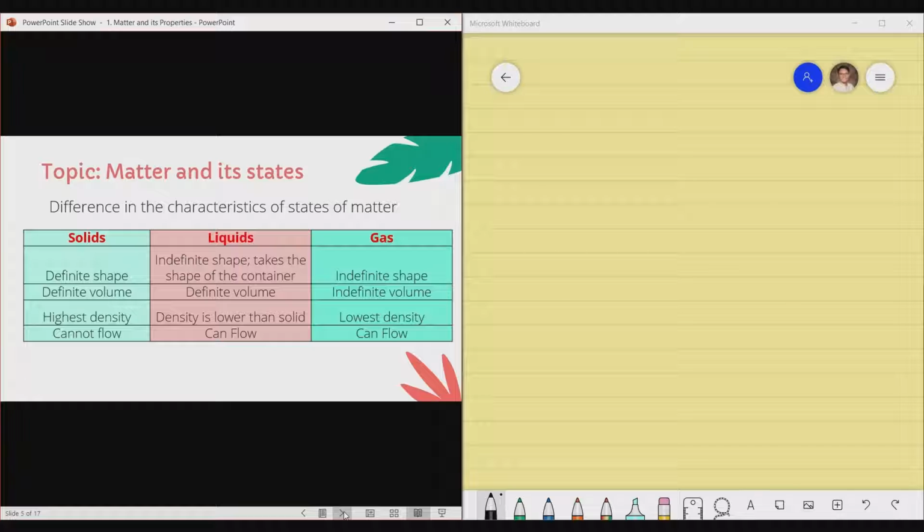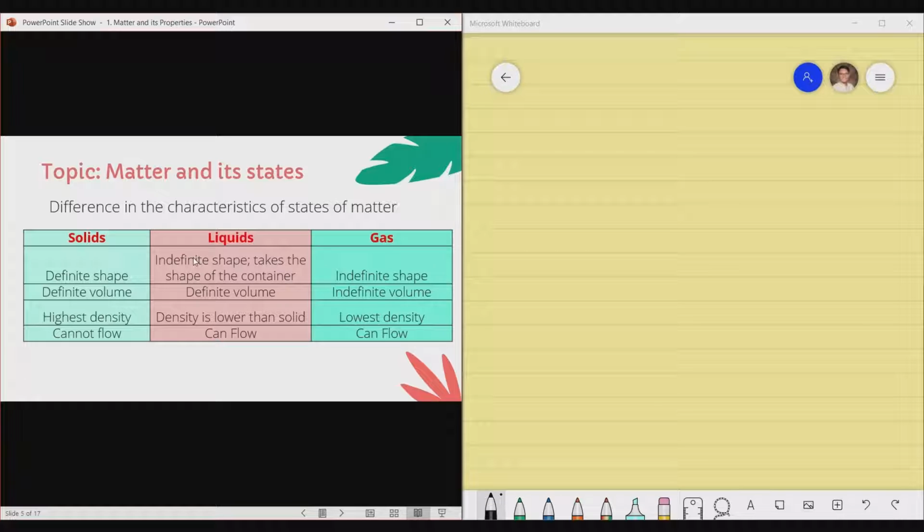Now, in the slide, you have here a table showing you the differences of the characteristics of the states of matter. In terms of shape, we see that solid has a definite shape, meaning to say, tulad po ng isang table. For example, ang table po ay, ang shape niya ay rectangular, definite ang shape niya being rectangular.